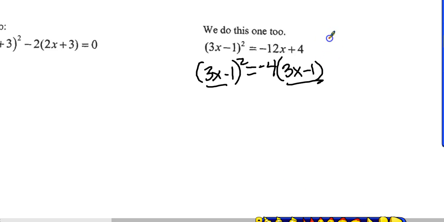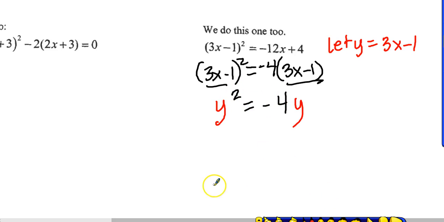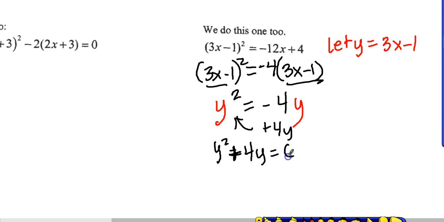Okay, this time we're going to let y equal, what are we going to replace? The 3x minus 1. So we're going to replace the 3x minus 1 with y. So y and y, I'm just replacing them in different colors there. y squared equals negative 4y. So much easier to look at. Of course, it's not in standard form, so we need to rearrange it, right? So we'll add 4y. So y squared plus 4y equals 0.